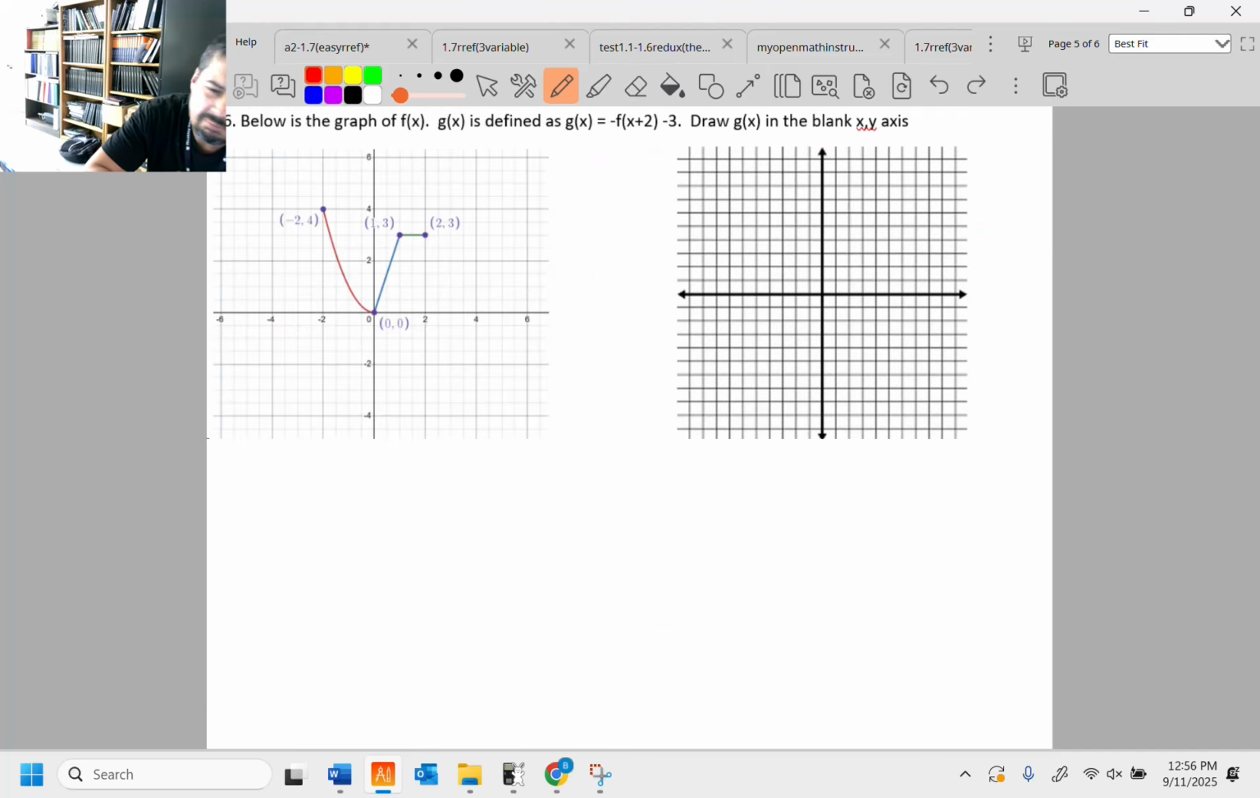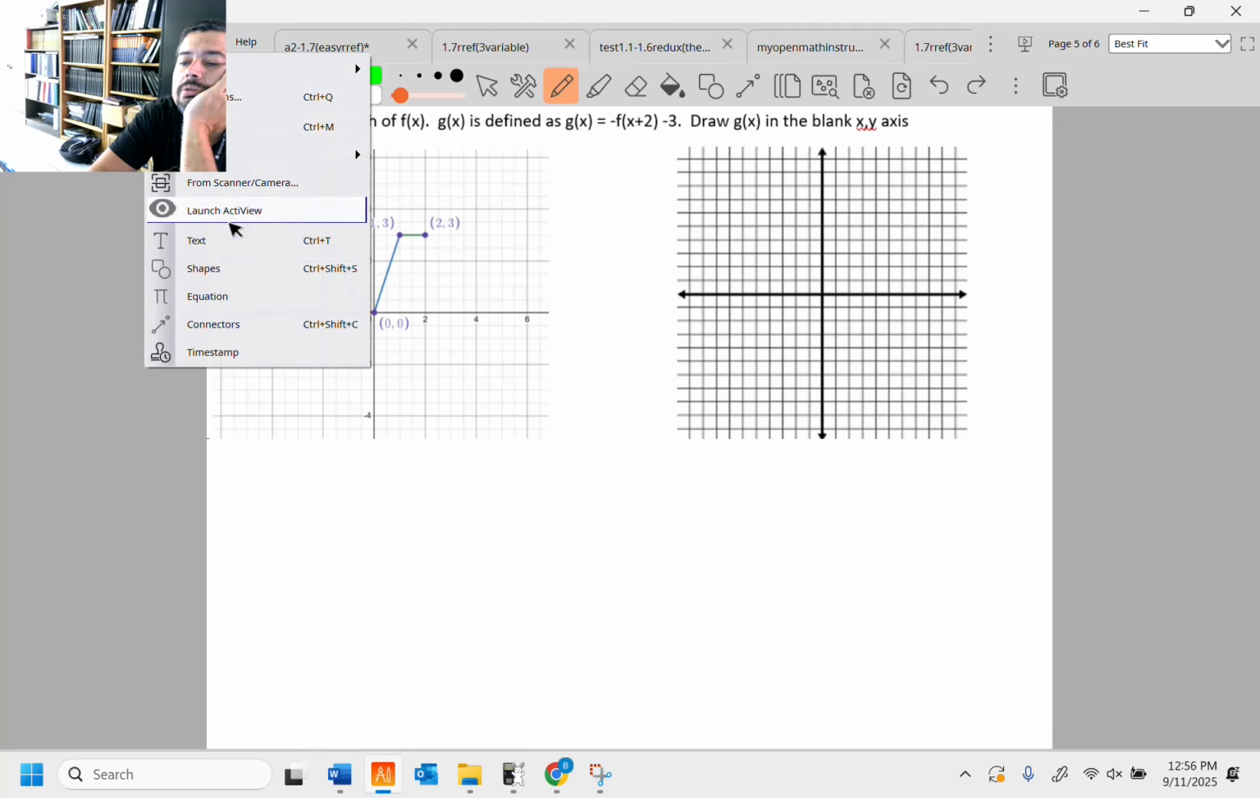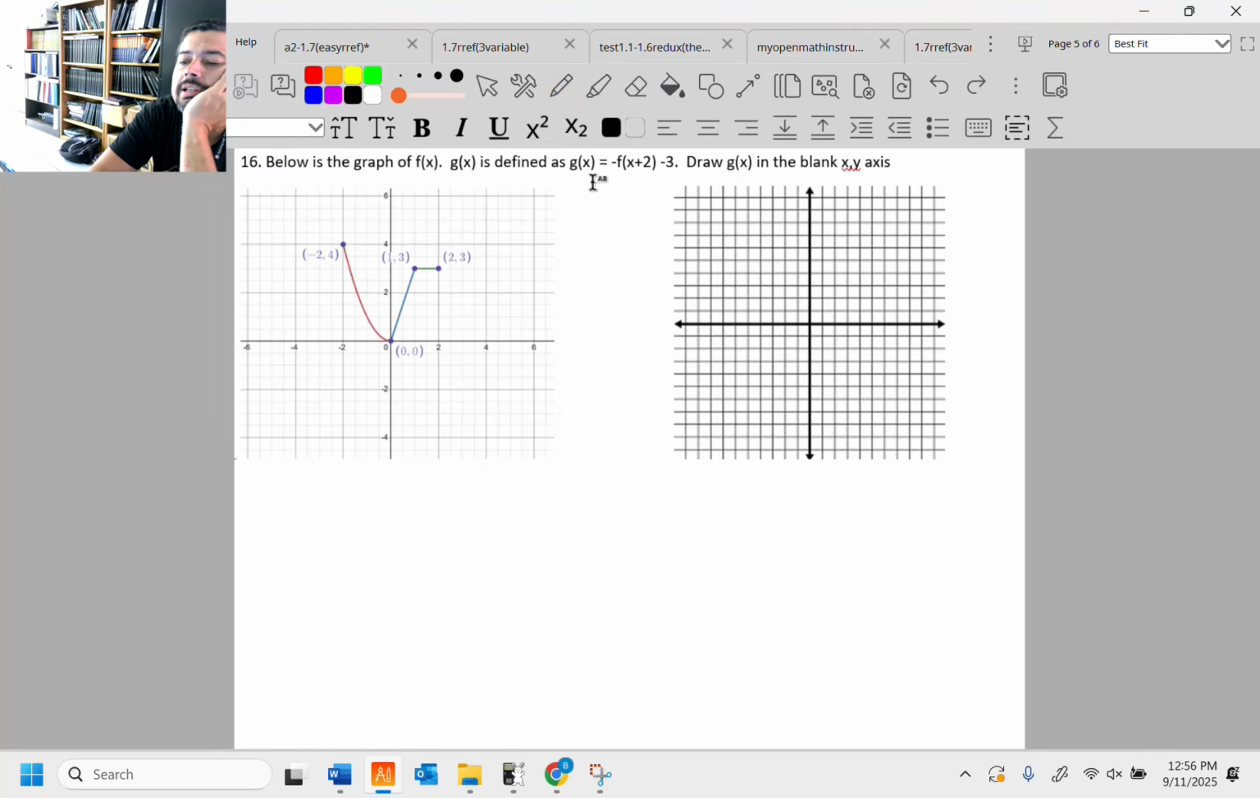Okay, this one, maybe this time we can get up to 15 kids getting it right. So below is a graph of f of x. g of x is defined as -f of (x plus 2) minus 3. Let's see here. Let's line this up with our general transformation form, a f of b times (x minus h) plus k.